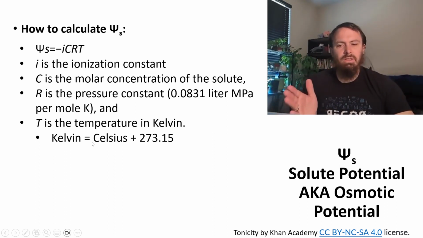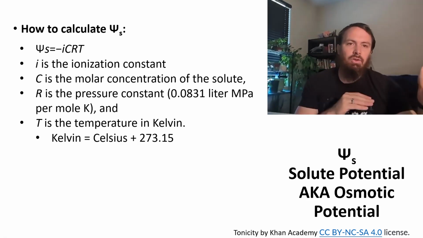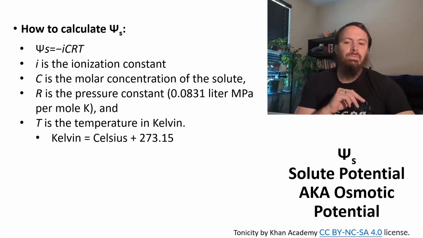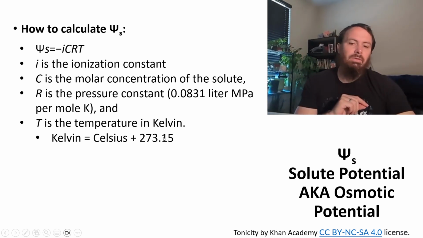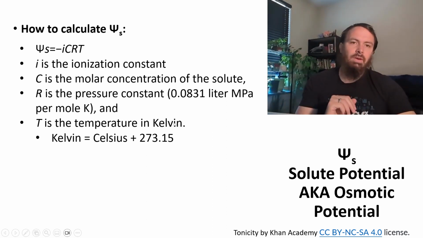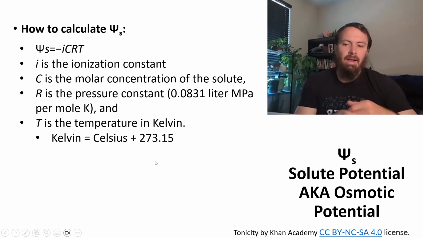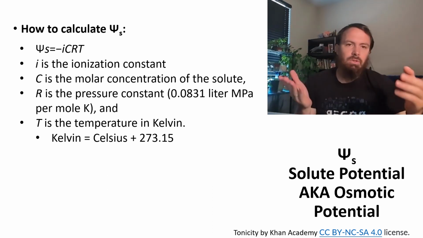So to go from Celsius to Kelvin, you just take whatever your Celsius value is and add 273.15. So if you're at 0 degrees Celsius, you're at 273.15 degrees Kelvin. If you're at 10 degrees Celsius, you're at 283.15 degrees Kelvin, and so on. And again, I will give you that equation. So I, the ionization constant, C is the molar concentration, R is a constant, and T is a temperature in Kelvin. So it's not too bad.